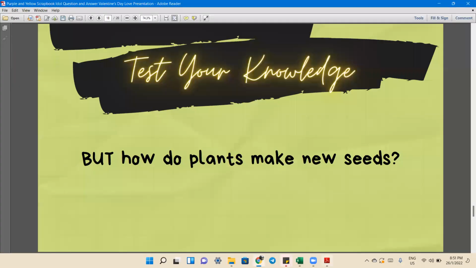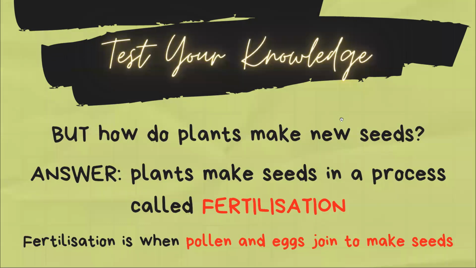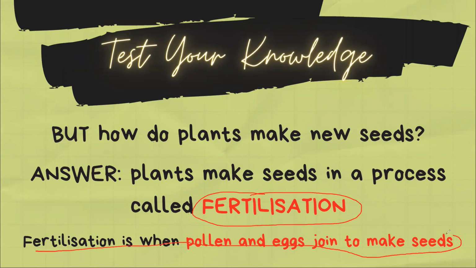Okay, your time is up. Let's check your answers. If you don't have enough time, you can pause this video and continue at your own time. The answer is, plants make seeds in a process called fertilization. Class, this was in your test of knowledge. Fertilization is when pollen and eggs join to make seeds. That directly answers the question of how plants make new seeds. Is that clear? Maybe it might not seem clear right now. Trust me, when you do your own revision, it might be clearer.